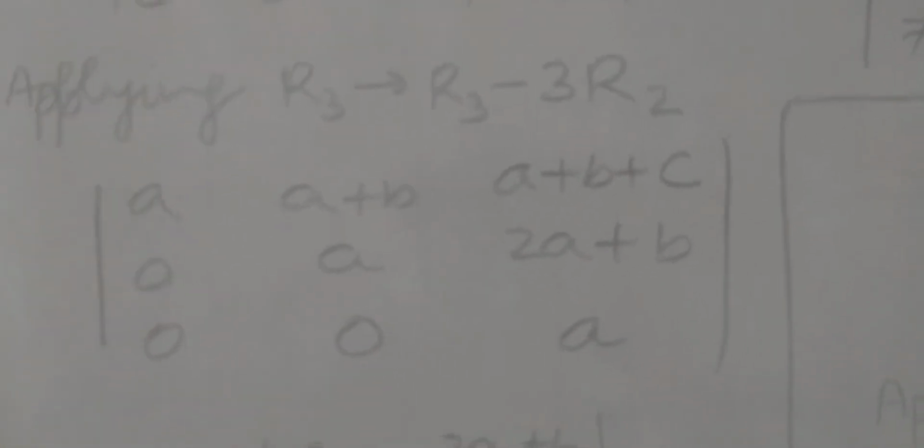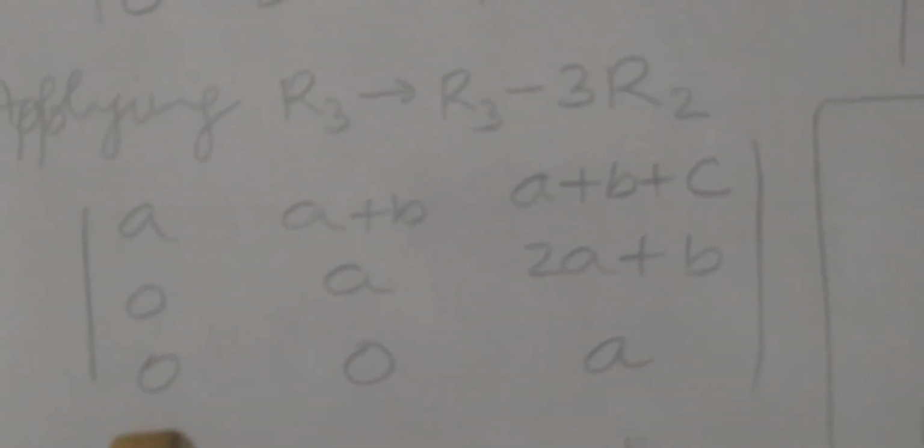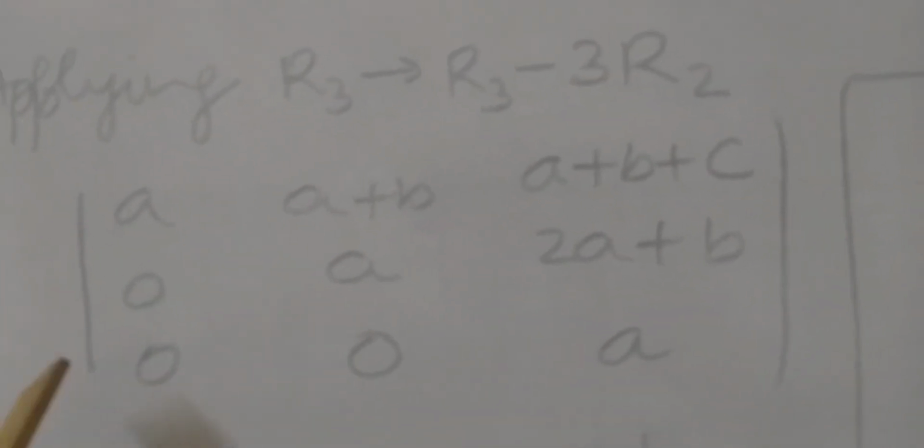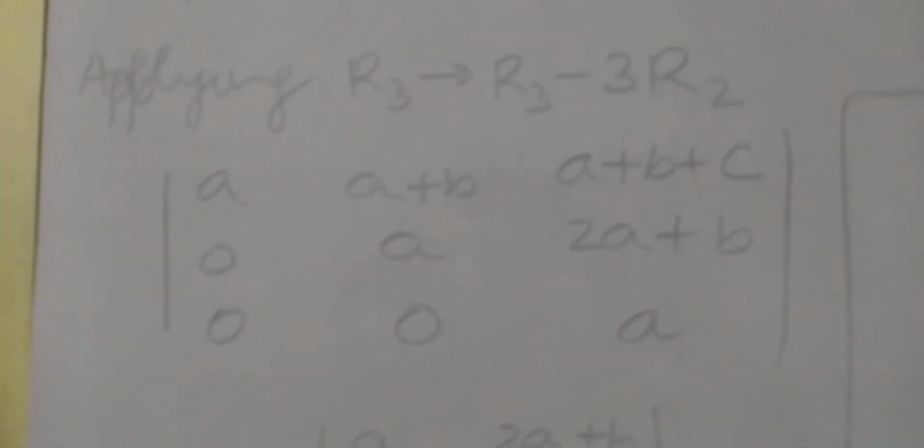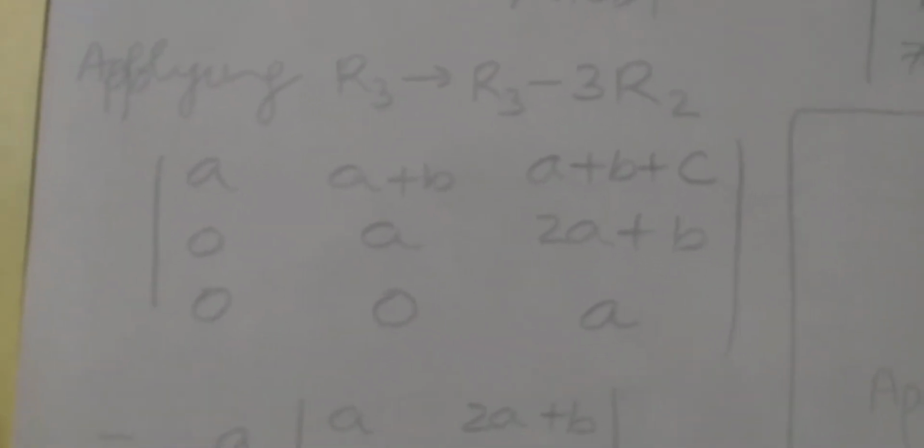So students, when we get two zeros in a column or in a row, then we can expand it without writing anything. Directly we can expand.